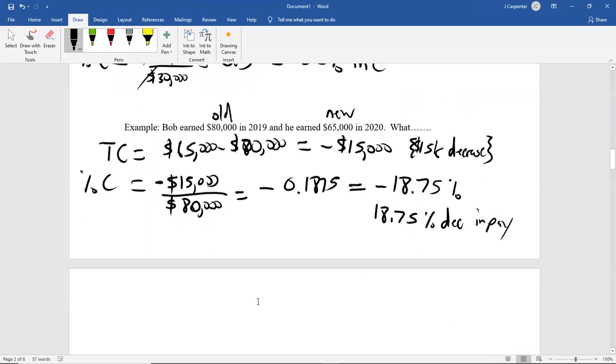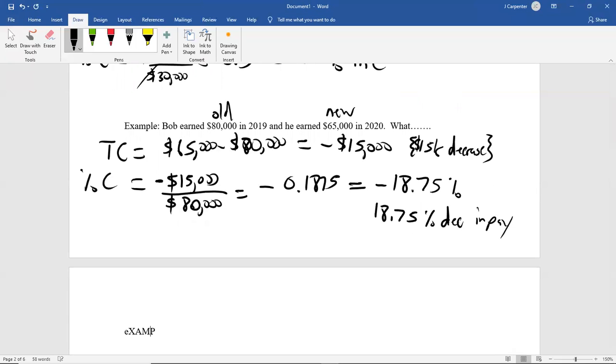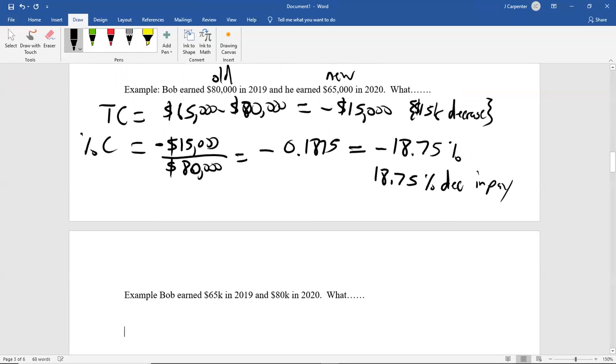Okay, let's try another one. Bob earned 65K. There's my dollar symbol, there we go. In 2019, and he earned 80K in 2020. What's his total change? What's his percent change?